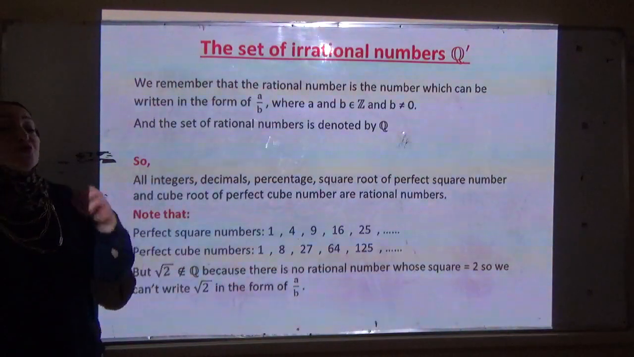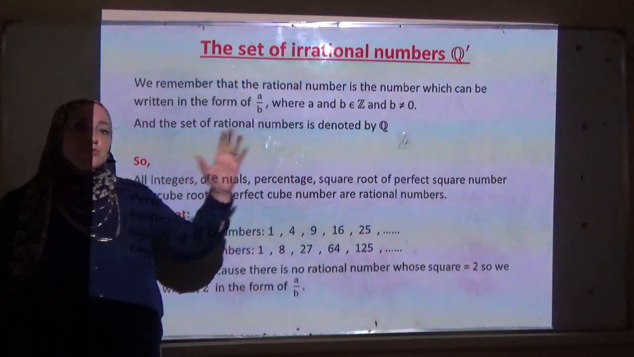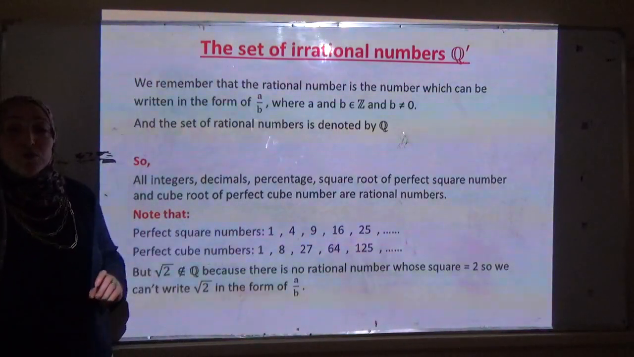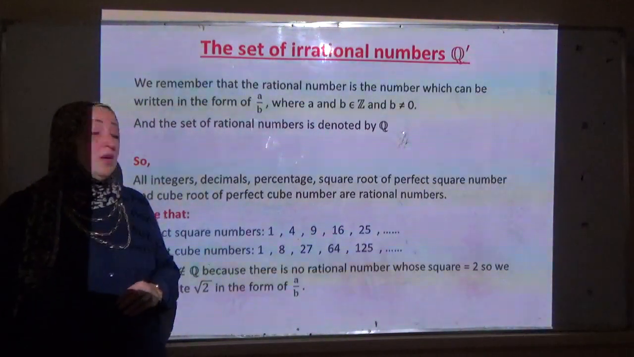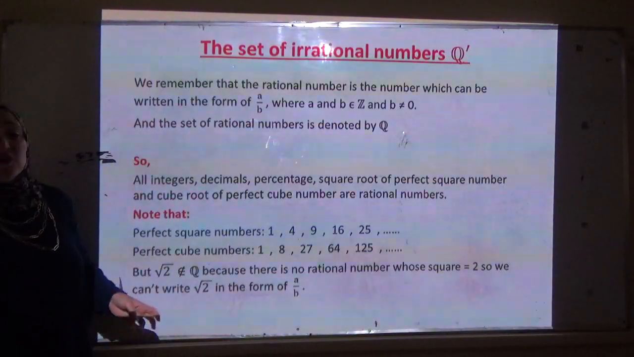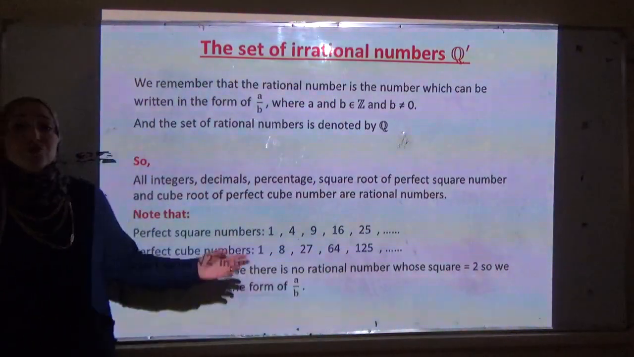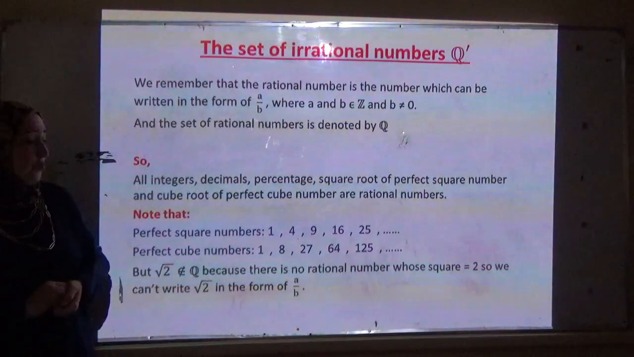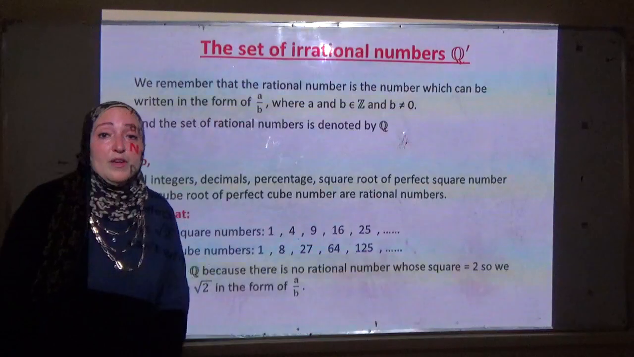But square root of 2, it's not a rational number. Can you write the square root of 2 as A over B? No, we can't write it as A over B. So square root of 2 is not a rational number, it doesn't belong to Q, because there is no rational number whose square is 2. I don't have any number with power 2 to give me 2. So we can't write square root 2 in the form of A over B.